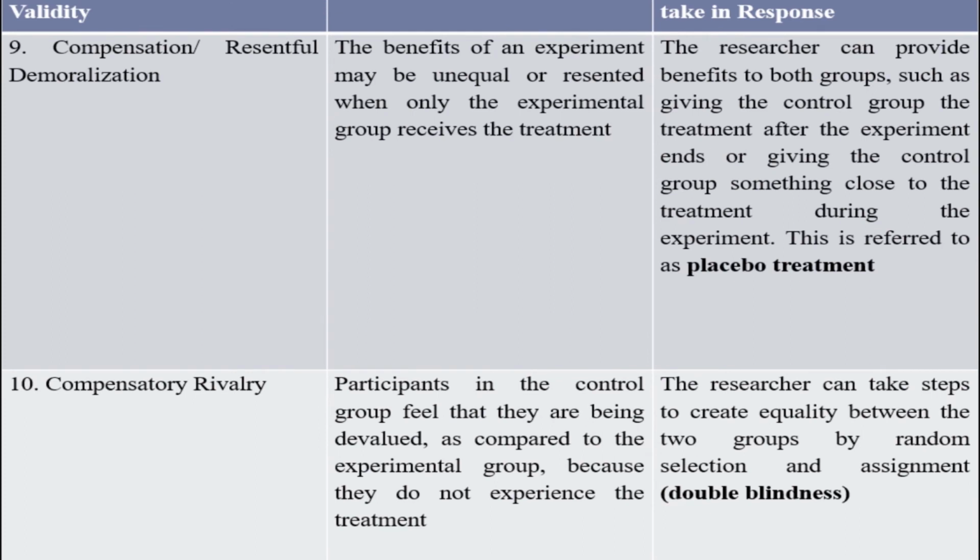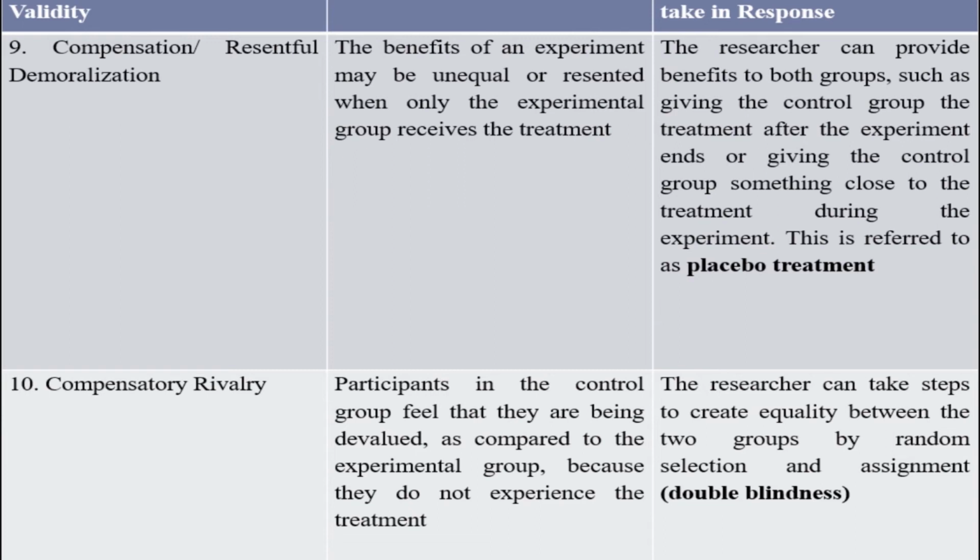Number 9, compensatory resentful demoralization. This threat means that the benefits of an experiment may be unequal or may be resented when only the experimental group receives the treatment. Meaning that when only the experimental group receives the treatment, the control may resent and may drop out of the experiment.